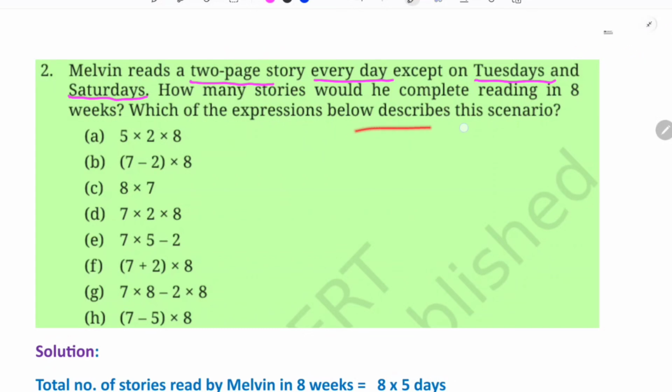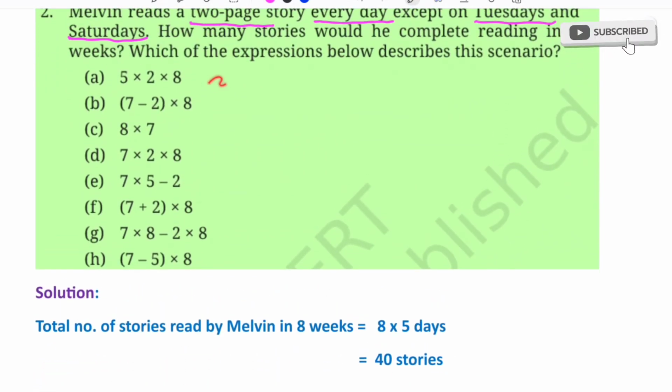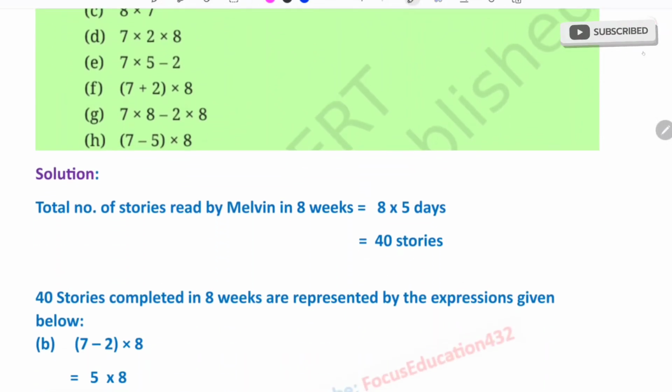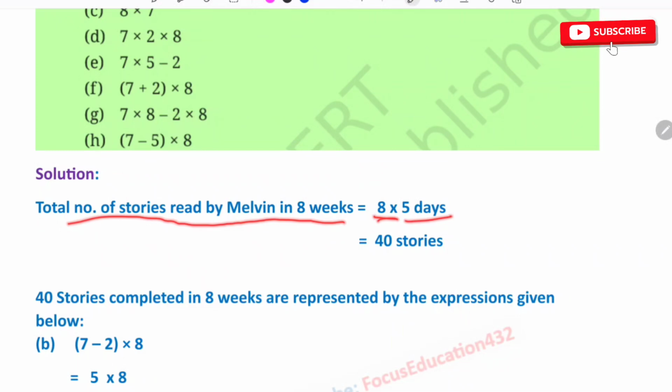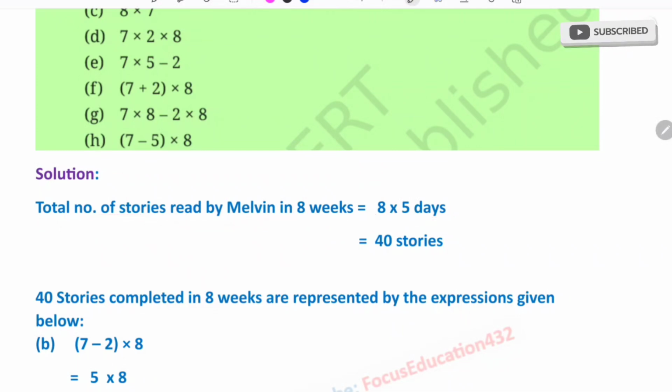Which of the expressions below describe this scenario? For the given scenario, you have to understand the given scenario. First understand what we have done. I will write here briefly. Here A, B, C, D up to H are given. So first we will try to calculate the values given in the situation or scenario. So total number of stories read by Melvin in 8 weeks: 8 weeks multiplied by 5 days, because 2 days he is not reading in a week. So every week only 5 days he is reading. For how many weeks? 8 weeks. So total how many stories? 40 stories.